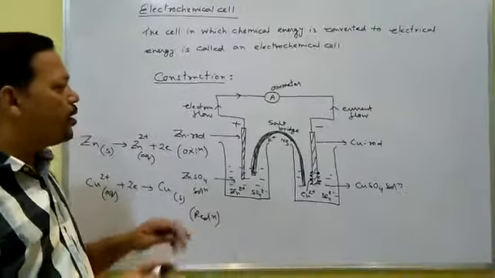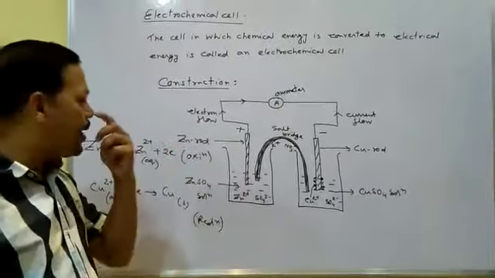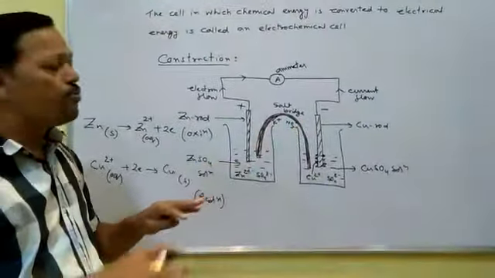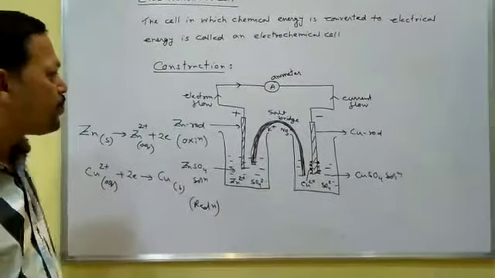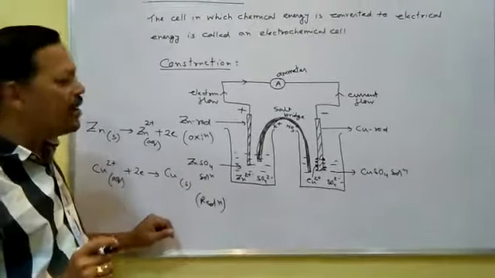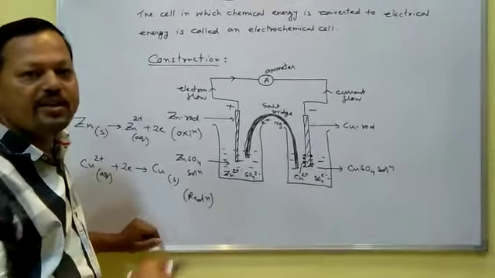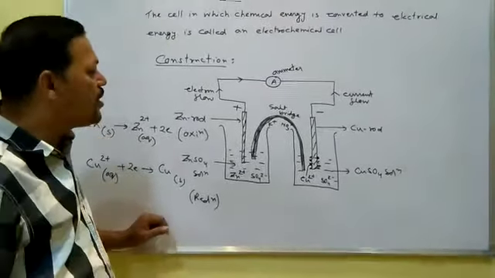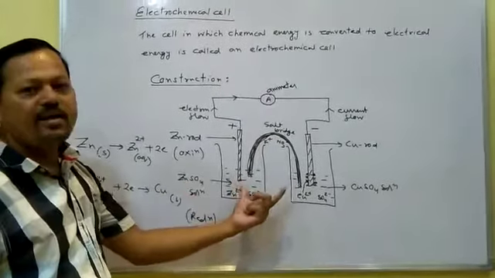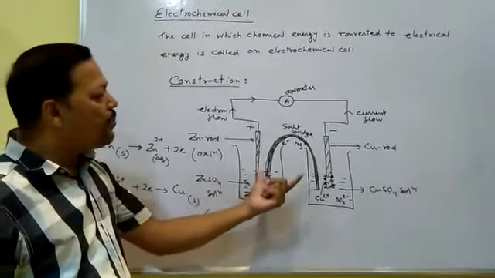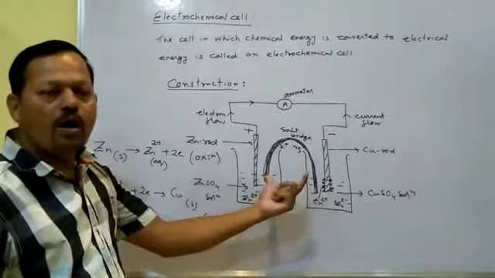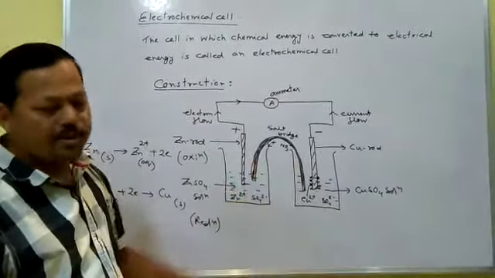So that is why when you construct the electrochemical cell, you must use one salt bridge to maintain the electrical neutrality. So the function of the salt bridge is: first, it maintains the electrical neutrality inside the solution, and second, it completes the electrical circuit. So these two are the main functions of your salt bridge.